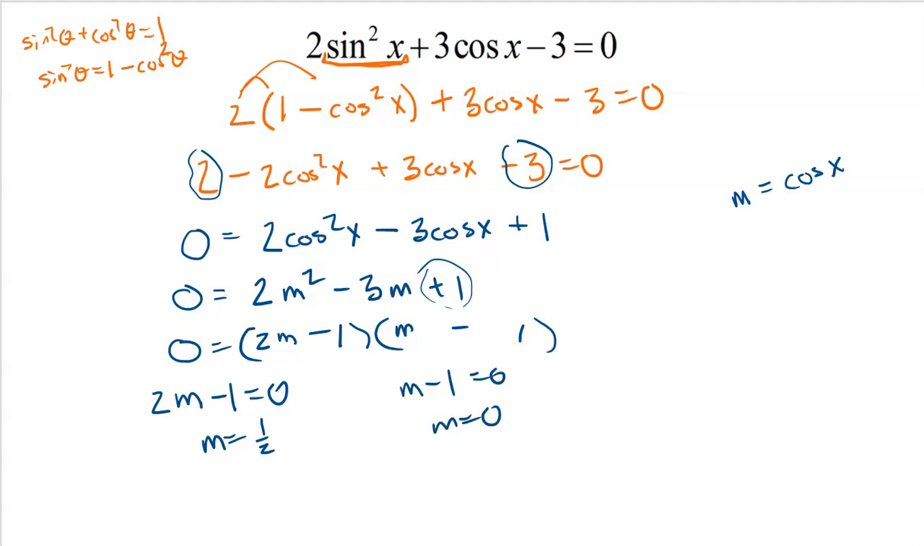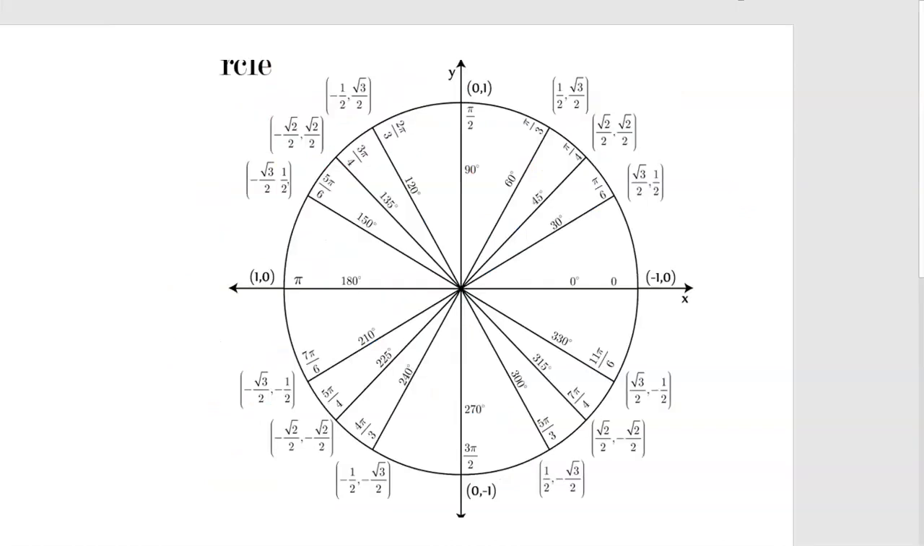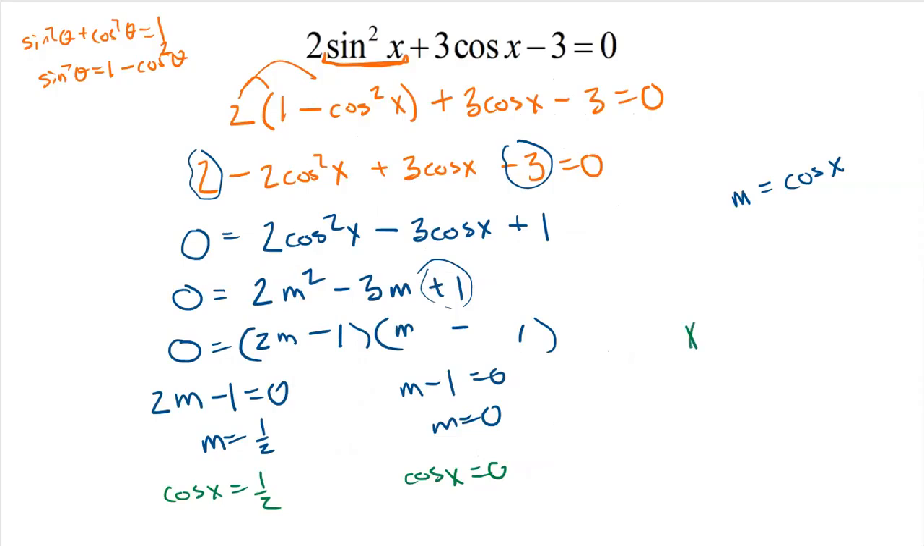Now I'm going to bring the trig back into the problem. M is cosine of x. So I have cosine of x equals 1/2. Or cosine of x equals 0. And this is going to be just quickly looking at the unit circle. Cosine of x equals 1/2. That's the x coordinate on the unit circle is 1/2. Grab that unit circle. That happens at pi over 3 and 5 pi over 3. So I got pi over 3 and 5 pi over 3.